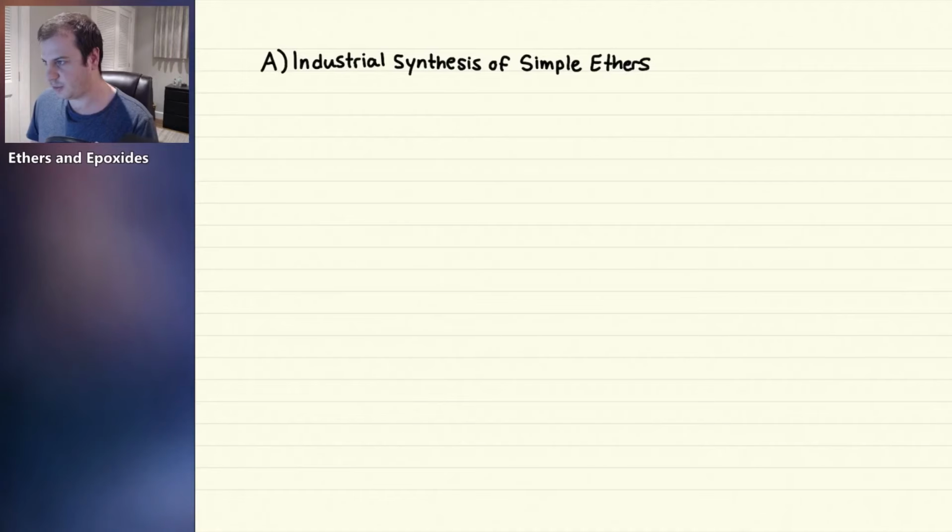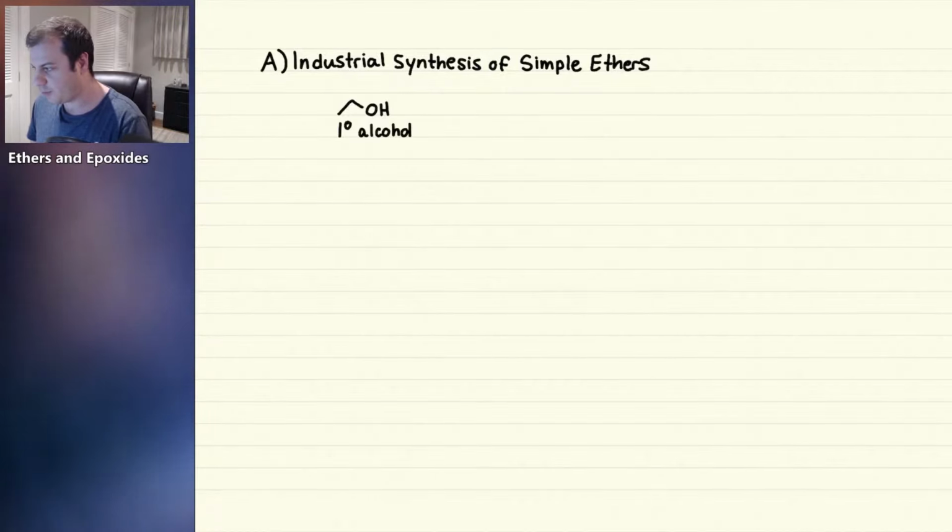And so this reaction that we're going to look at today is pretty much the only industrial reaction that we are going to learn in this class. Almost everything else would fall under the category of fine chemical synthesis. The industrial synthesis of simple ethers begins with a primary alcohol. This is specifically for primary alcohols.